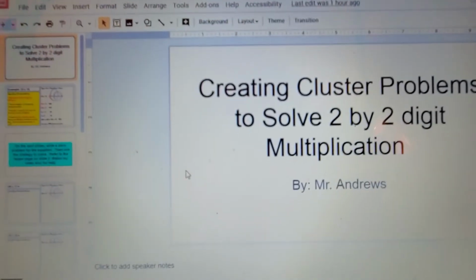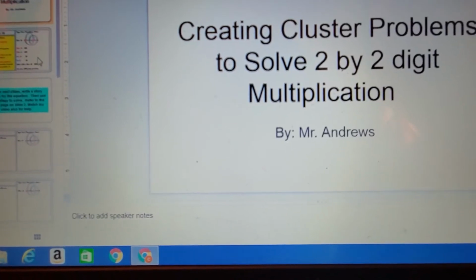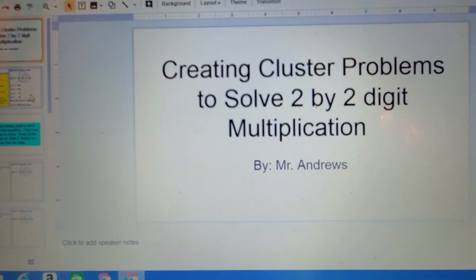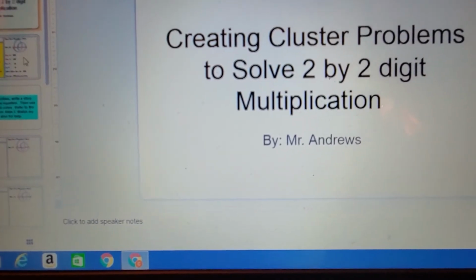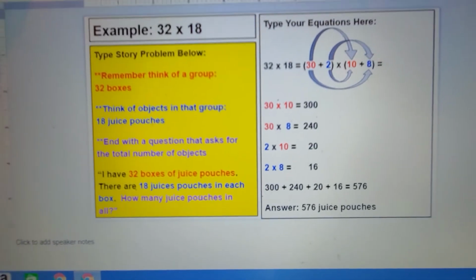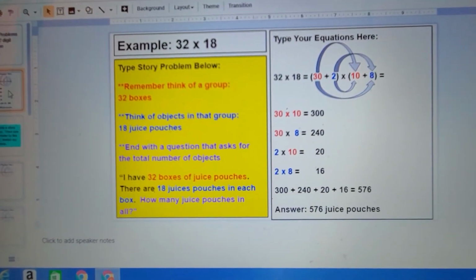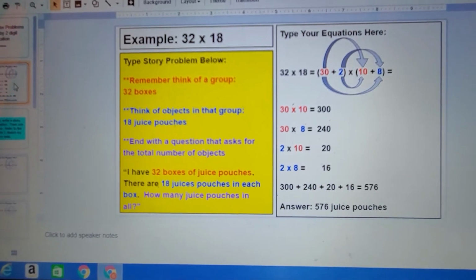So this is a Google slide. This assignment is meant to last for 2 days because I put several problems in. And we're going to look at a helper page. I created a helper page for you so that you can always refer to it if you need help, and so you can see what an example would look like.